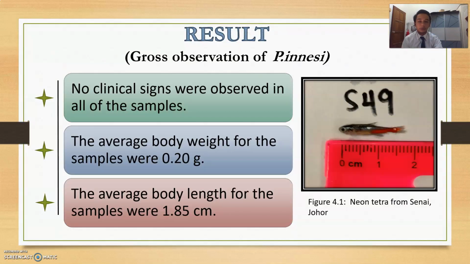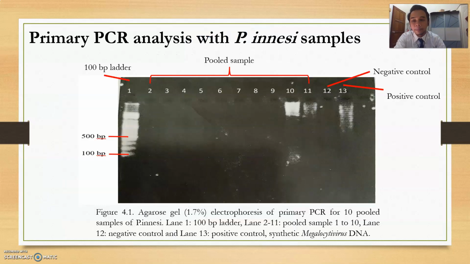For chapter 4, result and discussion. For the gross observation of Paracheirodon innesi samples, no clinical signs were observed in any of the samples. The average body weight of the samples was 0.20 gram, and the average body length was 1.85 cm. As you can see from figure 4.1, it is a natural sample that we collected from an ornamental fish farm in Senai, Johor. This is my result for the primary PCR analysis.